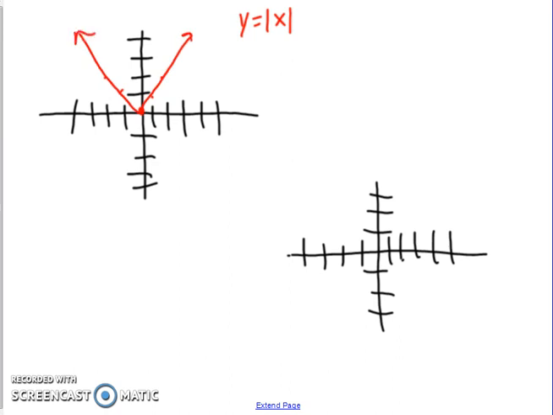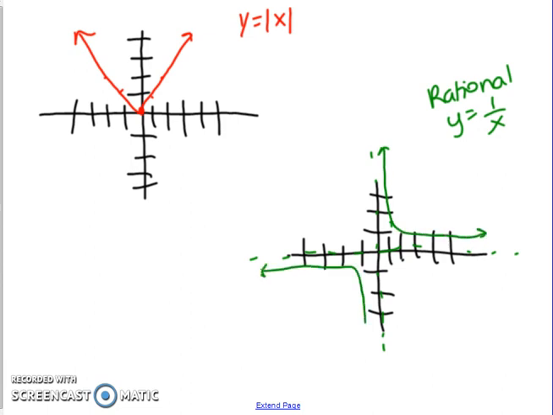Okay, and then the other type is the rational. So if we have a rational, the parent function of that is just y equals 1 over x. And you have an asymptote going this way and this way. And that kind of looks like this and this. So these are all parent functions. These are all the base functions.